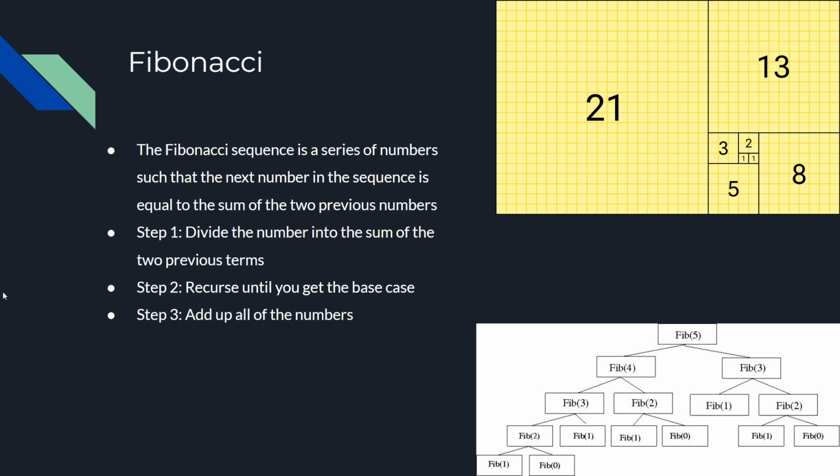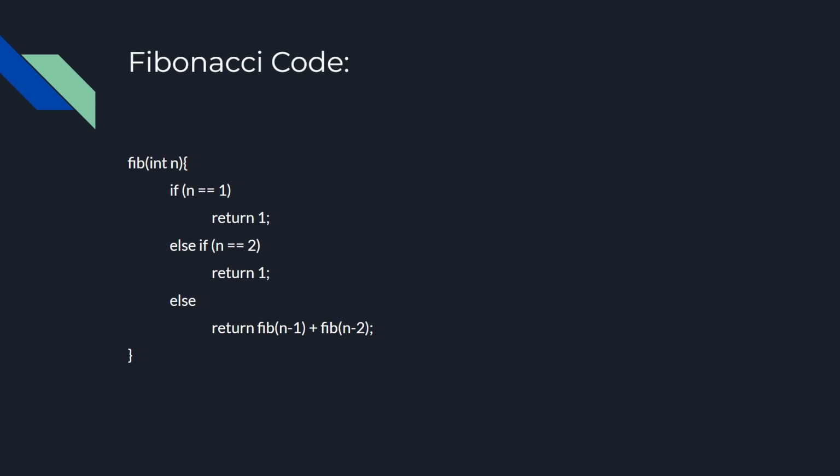Now we have the code here. So we express our two base cases. The first and second Fibonacci numbers are both 1, and after that, you break it down into the n minus 1 Fibonacci number and the n minus 2 Fibonacci number, and you recombine from there.